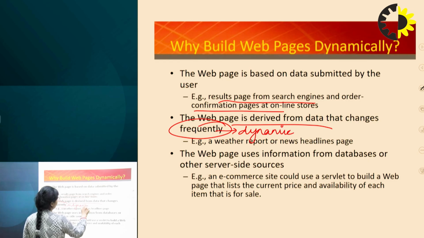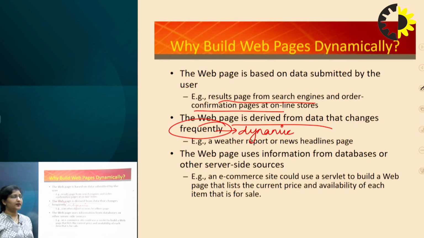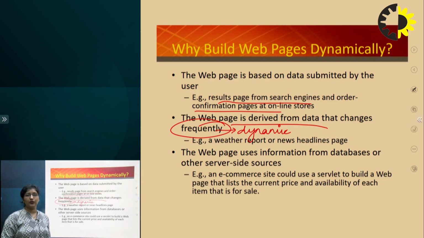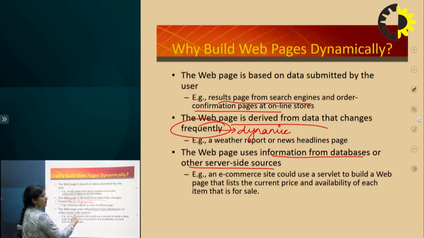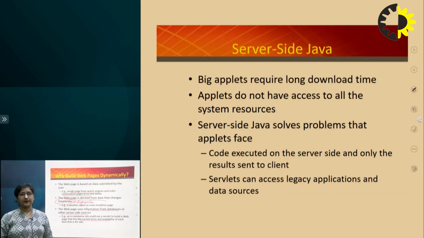To handle this dynamic nature, we need such web pages for weather reports, news headlines, e-commerce sites and all those things. Now, what does this web page do? It uses information from the database or other server side sources. For an e-commerce site, they use a servlet to build a particular web page which lists the current price and the availability of each of the items available for sale.